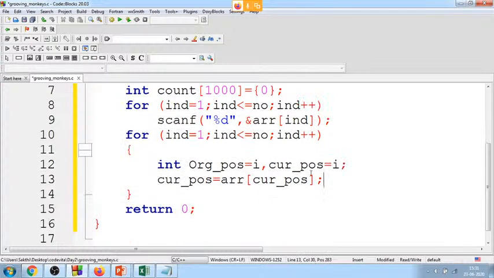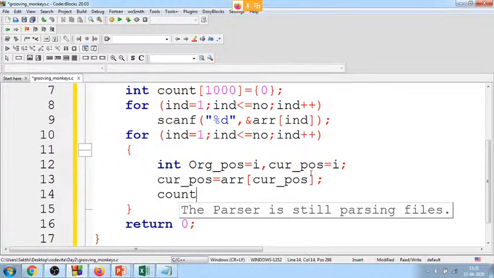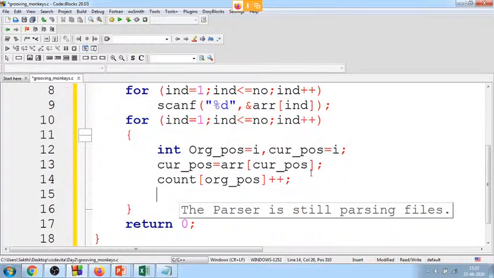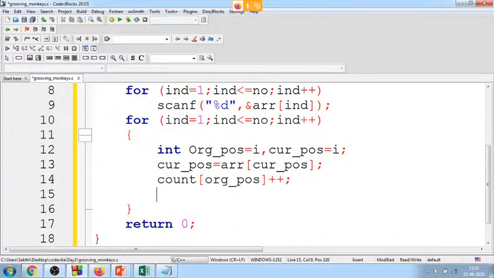Now coming to your programming part, what I am going to do is, I am going to have this count and this count original position plus plus. Just a minute. Okay.